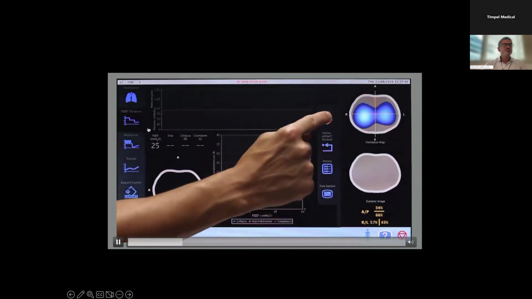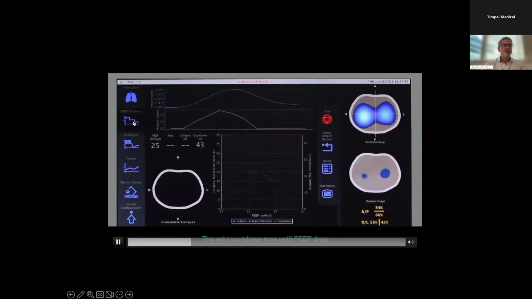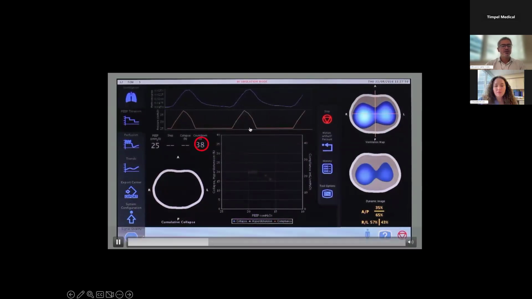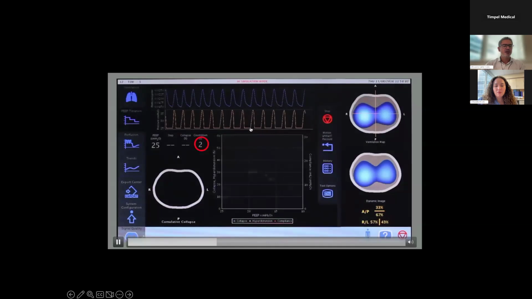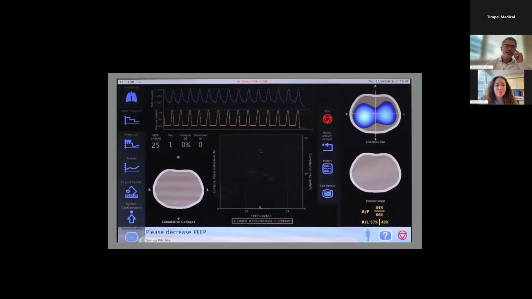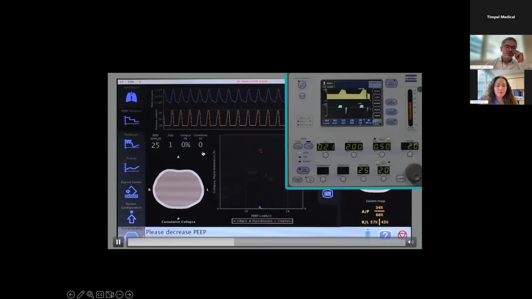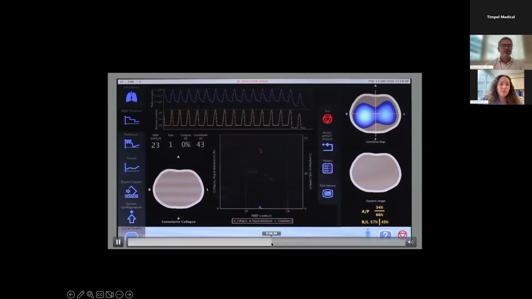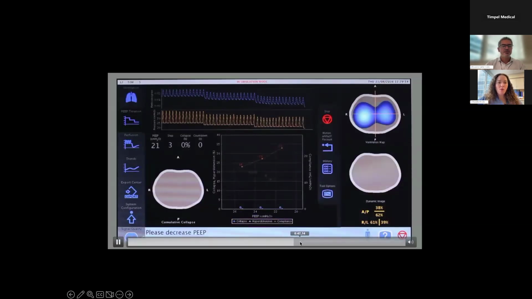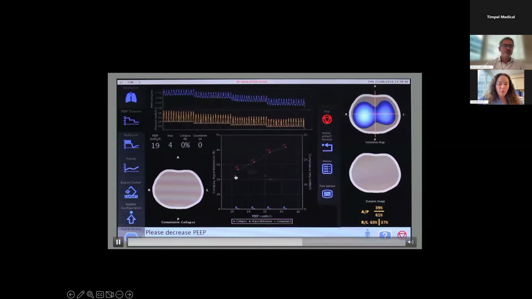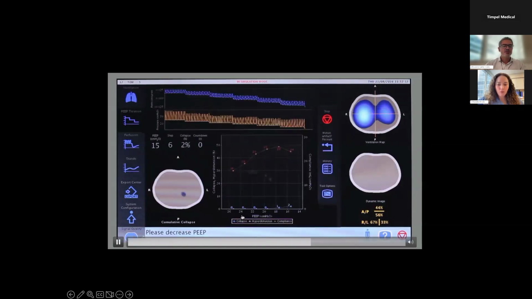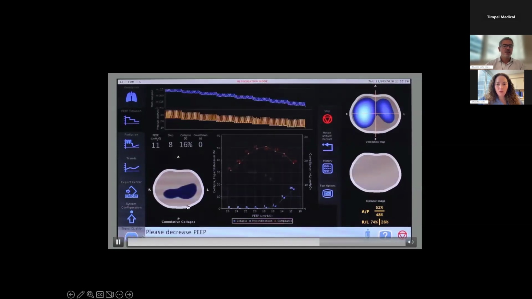You could press a PEEP titration right here, and then it'll start recording, assuming that you are already at a high PEEP level. And then it has a counter that when it reaches 0, you can decrease your PEEP level, and you do that progressively. Let me just fast forward this. So you get a compliance of the respiratory system here. In blue, you have collapse, and here the image of where the collapse is occurring.